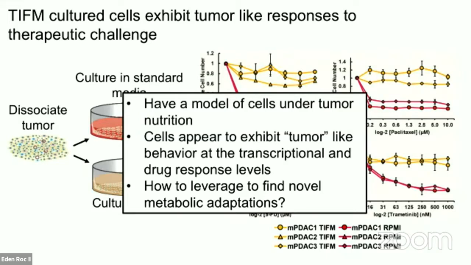All right, so we have a model where we can now grow cells with tumor nutrition. It's more physiological, and the cells do appear to behave more like they would behave in a real tumor. So how can we leverage this to find novel metabolic adaptations?